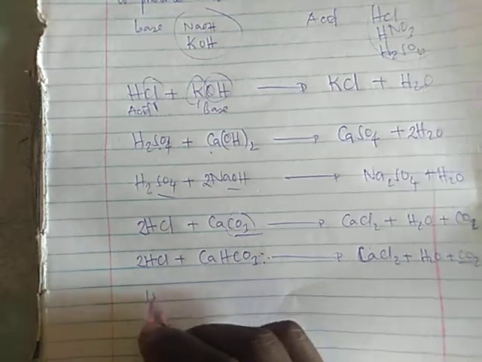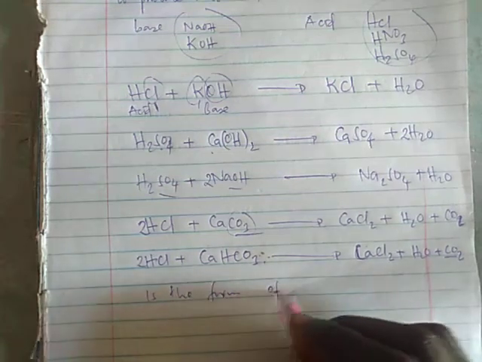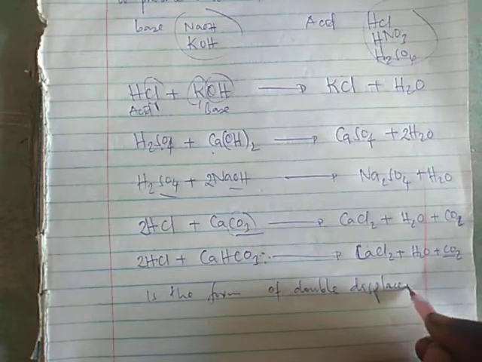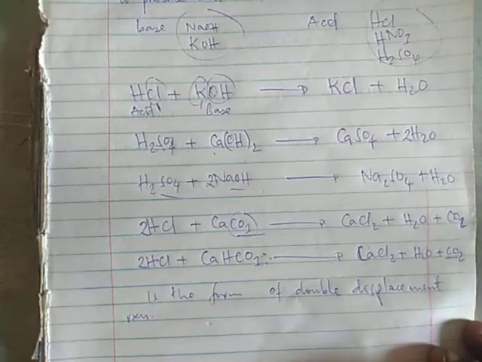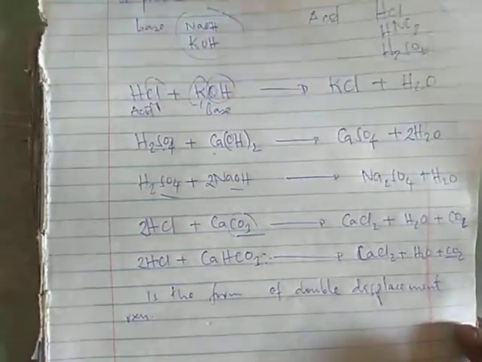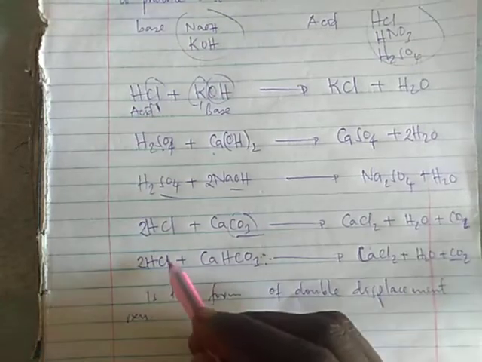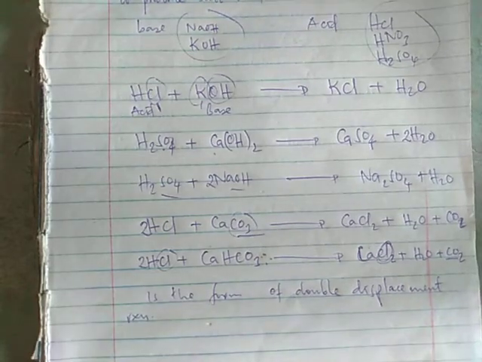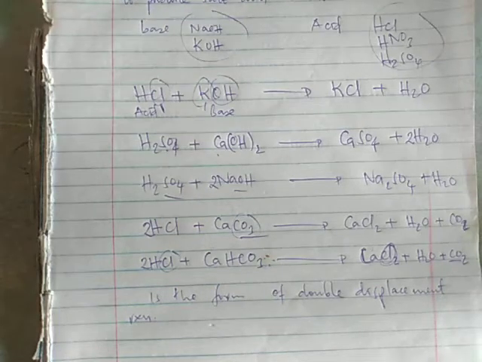It is the form of double displacement reaction where the ions of the acid and the base replace each other to produce water and a metal salt. The anion of a salt, unaona, yule pale huwa anatoka kwenye acid, wakati the cation inatoka kwenye base. So the anion of a salt arises from the acid and the cation of the salt arises from the base.